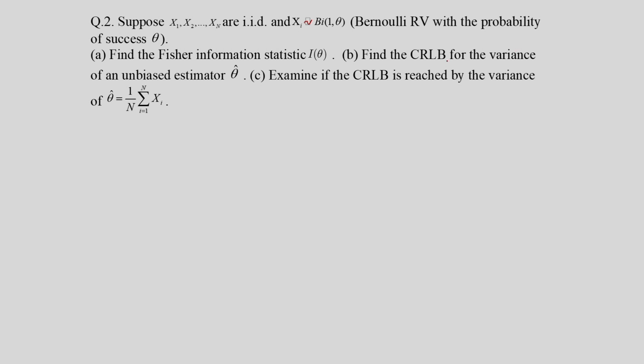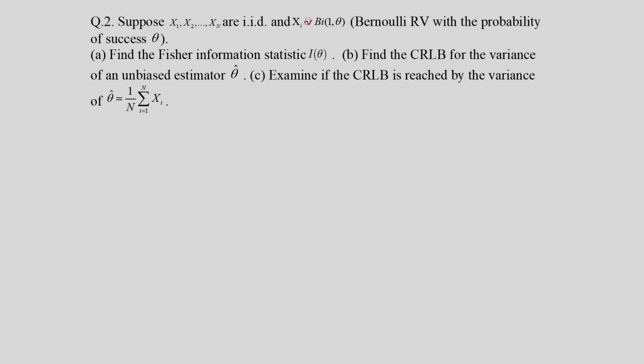Examine if the CRLB is reached by the variance of theta hat equal to summation xi, i going from 1 to n, divided by n. So, this is the estimator; we check whether the variance of this estimator satisfies the CRLB, the Cramér-Rao lower bound.